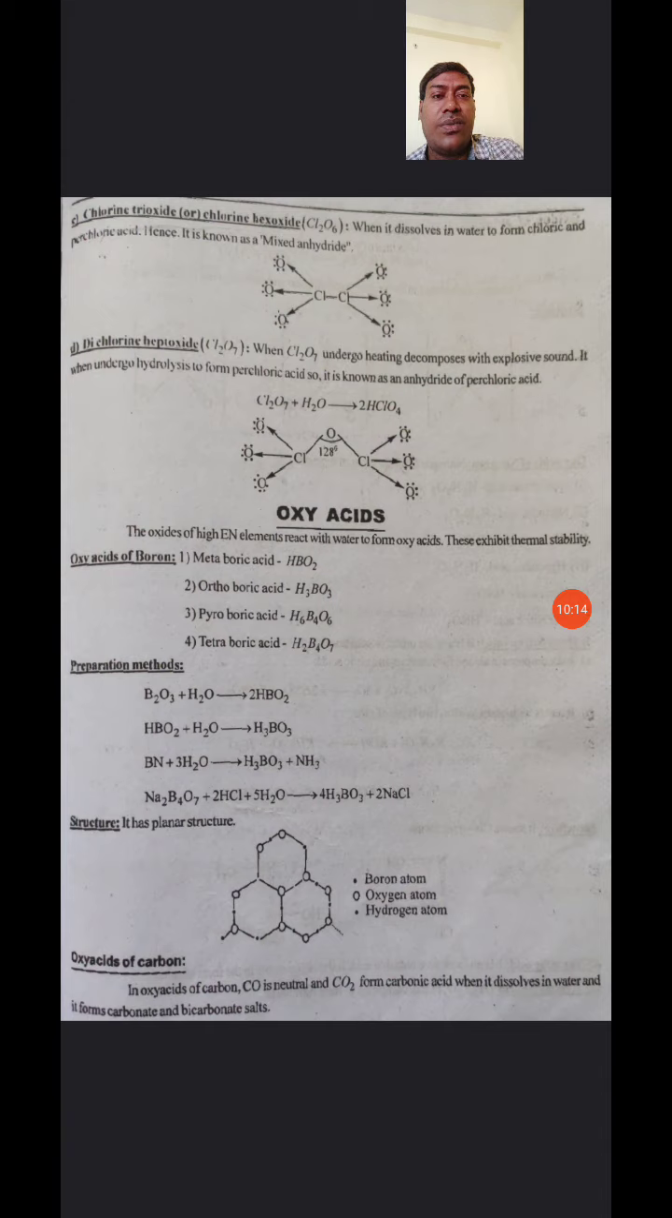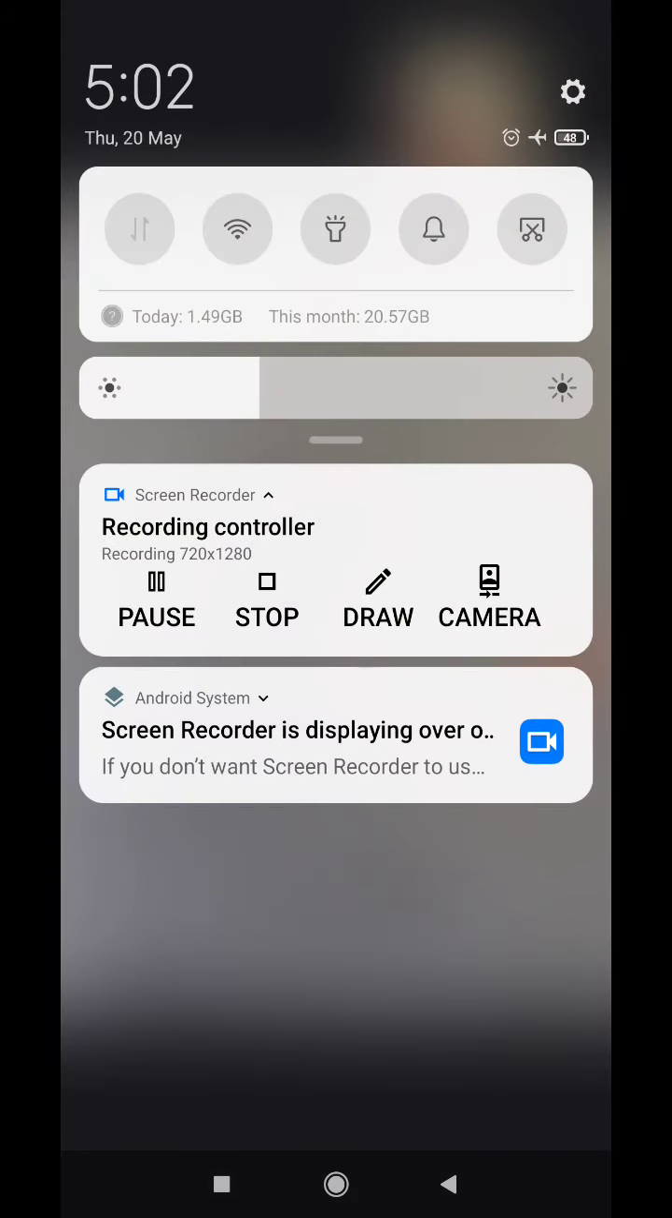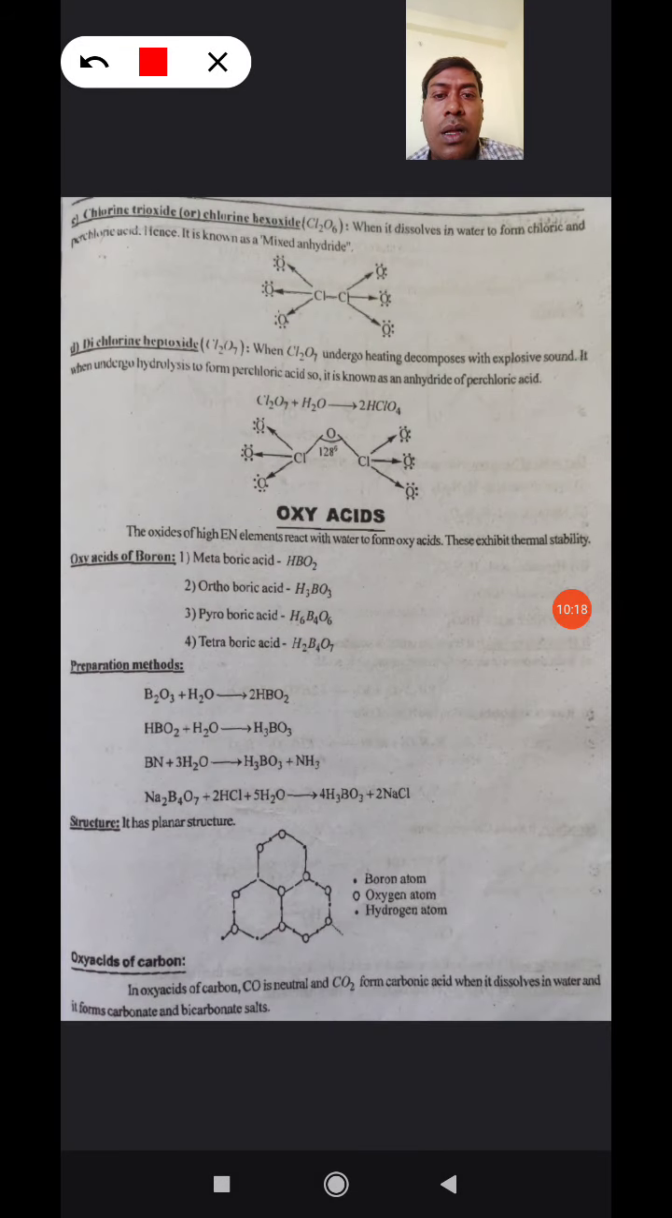The next one, chlorine trioxide or chlorine hexoxide, ClO3, chlorine trioxide, or Cl2O6, chlorine hexoxide. So here the general formula of chlorine hexoxide is Cl2O6.